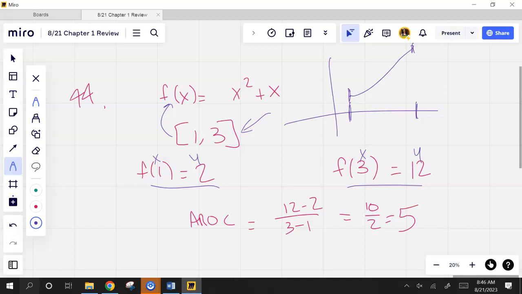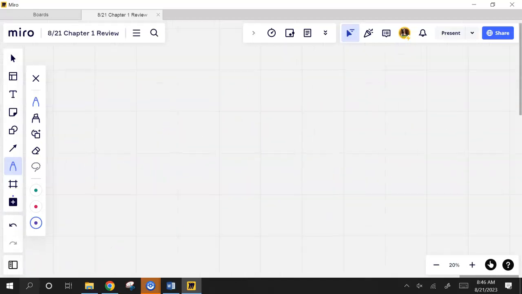Y'all good? Oh, we did 45. All right. 45. Which of the following is an equation of the tangent to the graph f of x equals 2 over x at x equals 1?